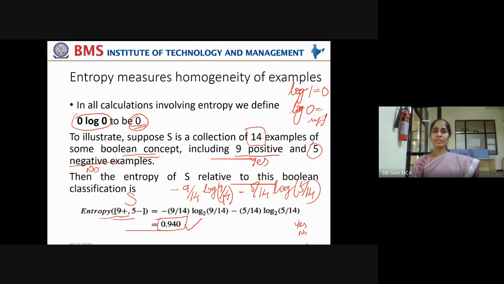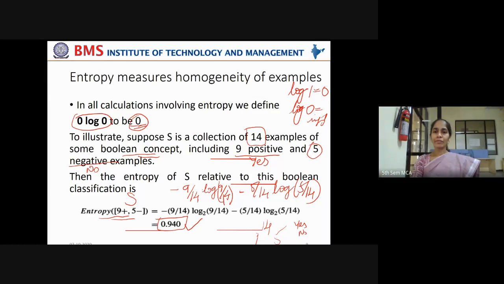Is this entropy value high or low? It is very high. Why is it high? Out of 14 examples, 9 are positive and 5 are negative, which means they are not equal numbers of positive and negative training examples. If I give you a condition of 7 positive examples and 7 negative examples, in that case the entropy will be 1.